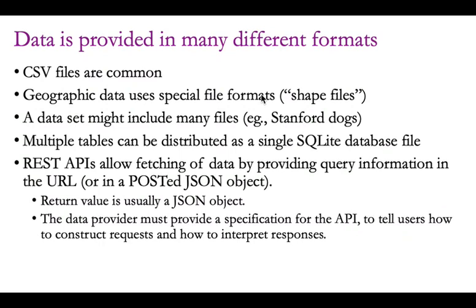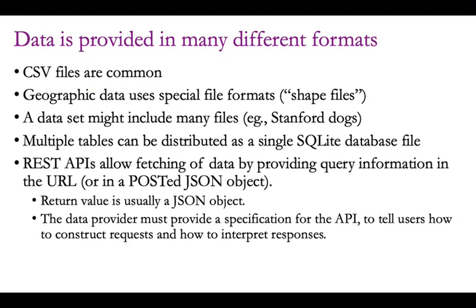So we've seen today that data is provided in many different formats. CSV files are common. There are also these weird geographic data formats like shape files. You might have a zip file with lots of different types of files, like the Stanford Dogs had images and also XML files about those images. You could have multiple tables as different CSV files, or they might be collapsed together, or built into a SQLite database file. I think that's a good way to distribute databases, and that's actually what you're doing for the project. You're making a SQLite database file, which someone else can download and then quickly do an analysis.